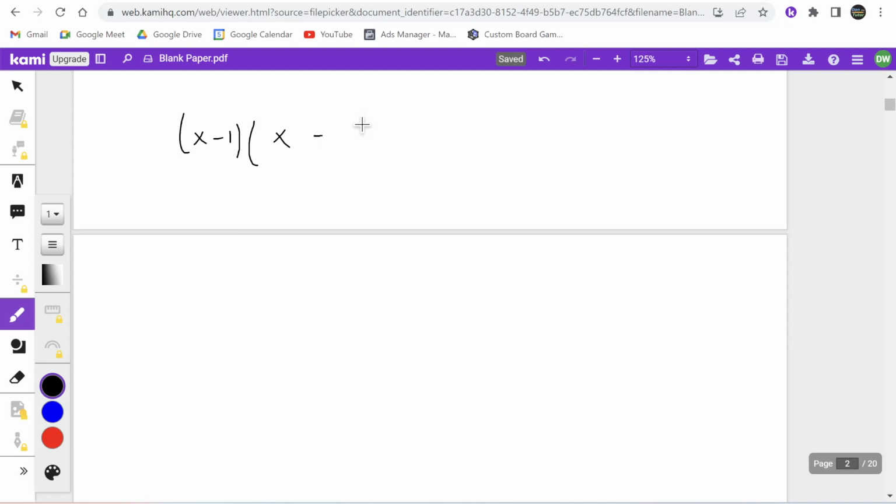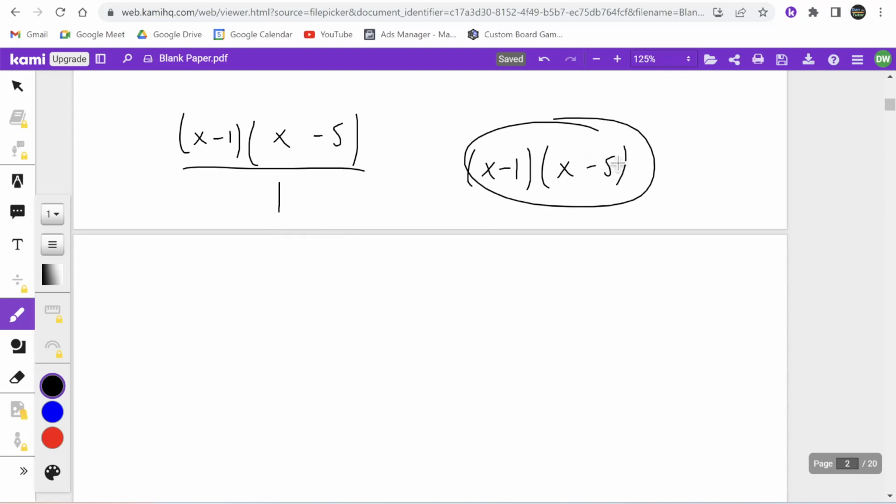I think I'm on the wrong page. Hold on. x minus 1 times x minus 5 divided by 1, and you don't even need to write the divided by 1, so you can just write x minus 1 times x minus 5. And there's the right answer for that one. Any questions?